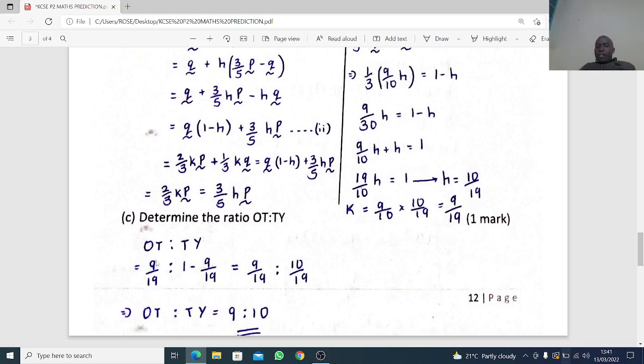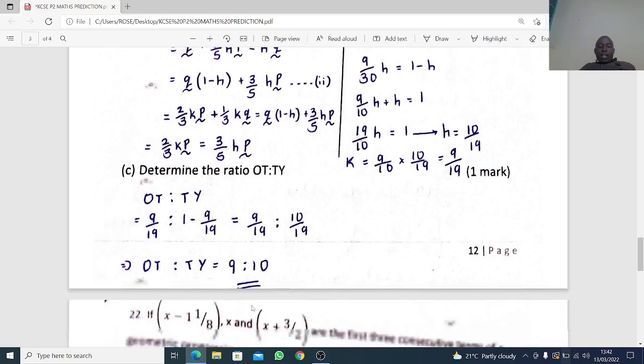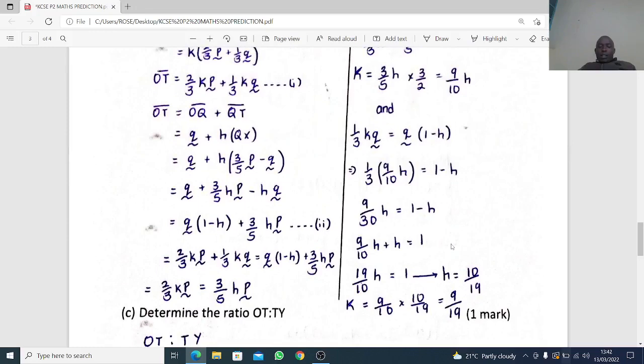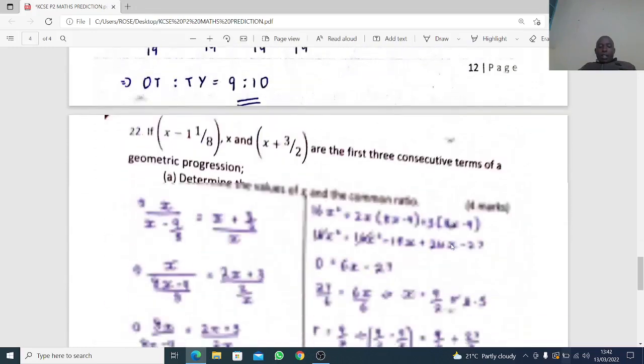That means if we subtract here, the other one will be 1 minus 9 out of 19. TY will be 1 minus 9 out of 19, because the whole thing is 1 minus that. This gives you 19 minus 9 is 10. So it gives you 9 out of 19 to 10 out of 19, meaning the ratio is 9 is to 10. OT to TY is 9 is to 10. That is the ratio. That is a question you expect this time. That's paper 2. Be keen on it.